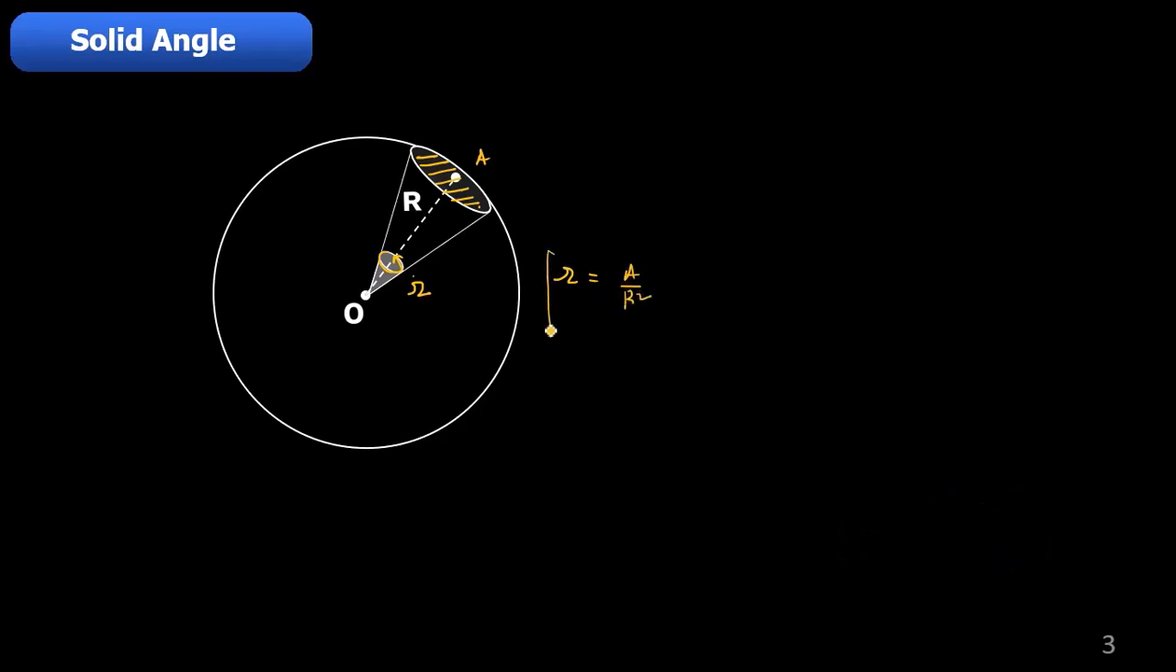A by R square. Now that area has to be kept in mind. That area is such that for all the points on the area, the distance of all the points from the point O should be the same, that is that R distance. So what is R? R is the distance of all the points on the area itself measured from the point O. Okay, so that is the solid angle concept.